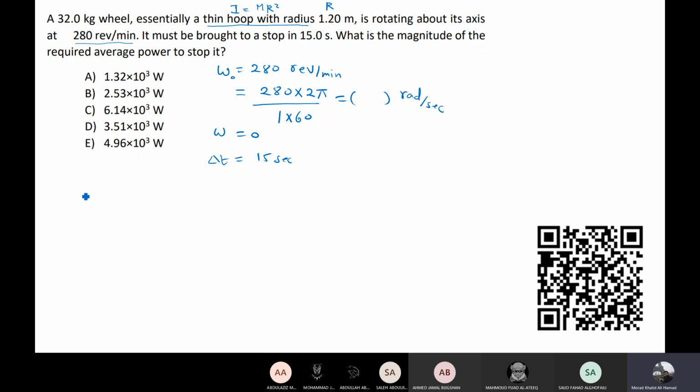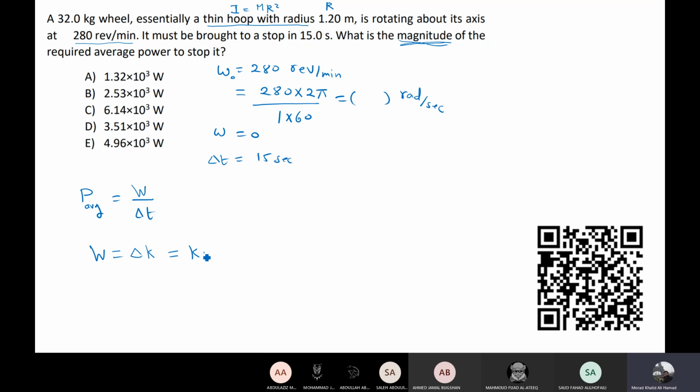And I know that the average power, remember it is asking for the magnitude, so if you get something negative, don't worry. P average is equal to work over delta t. But here I don't have work, I have delta t. But I have the mass or the inertia, and we have the velocity. And remember, work is equal to delta K, right?